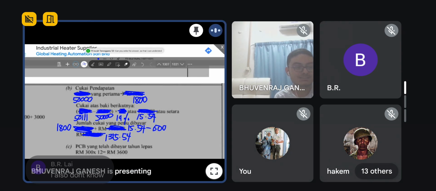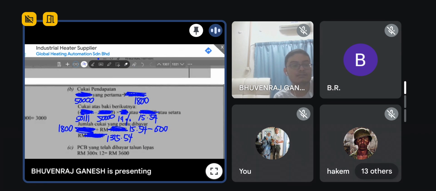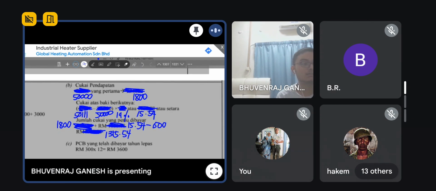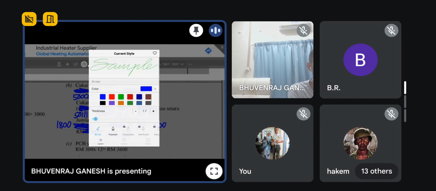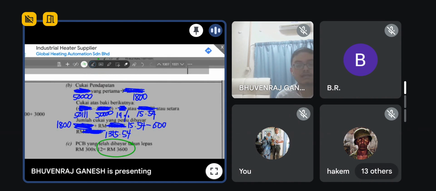You also don't know. You try to see the working I write here. See, maybe you can detect which part you wrong. Okay, so now guys, you see your values. Nampak nilai kamu. PCB 3,600, 3,600. And then cukai yang kamu kena bayar 1315.54. So what is your action, guys? Apa akan jadi? Cuba bandingkan dua nilai ni. Adakah kamu kena bayar ataupun kamu dapat balik? Which one?